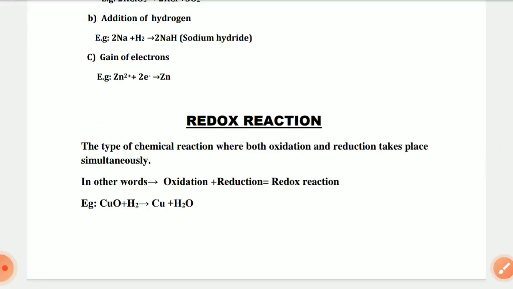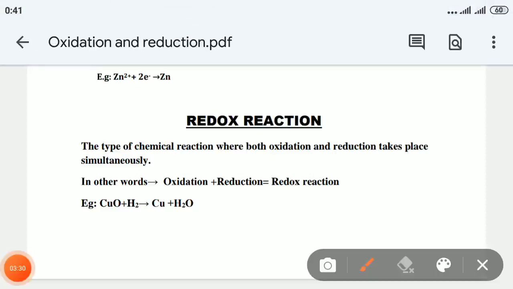Redox reaction is the type of reaction where both oxidation and reduction reactions take place simultaneously. Means when in a chemical reaction both oxidation and reduction reactions are taking place simultaneously, at the same time, then such type of reaction is known as redox reaction. In other words, you can say that oxidation plus reduction reaction is the redox reaction.